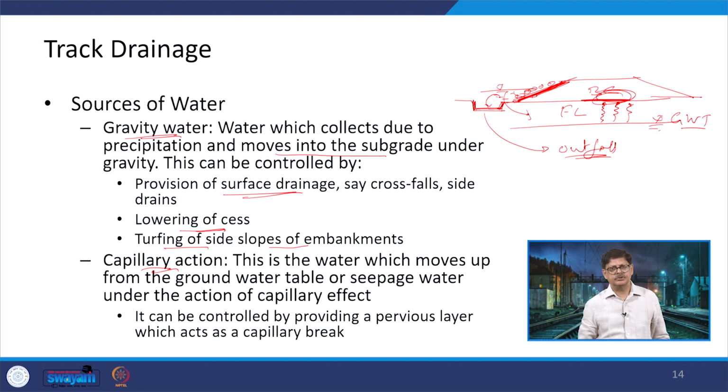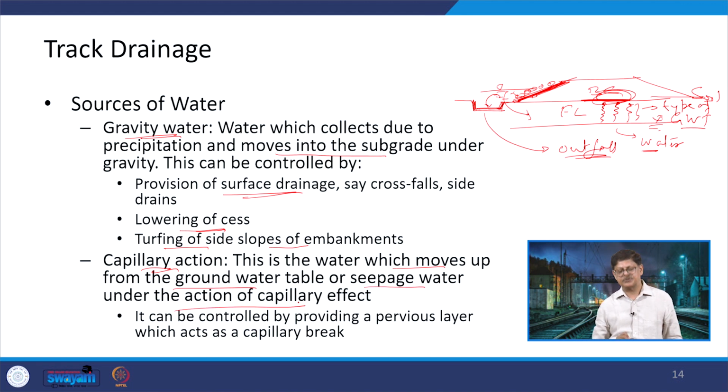So, this capillary action is going to be dependent on one, the presence of water, and another thing, the type of soil, because not each and every type of soil is going to support the movement of water by capillary action. So, the type of soil is one aspect and the presence of water is another. If both of these things are there, then this can happen. So, this is the water which moves up from the groundwater table or seepage water under the action of the capillary effect. It can be controlled by providing a pervious layer which acts as a capillary break.